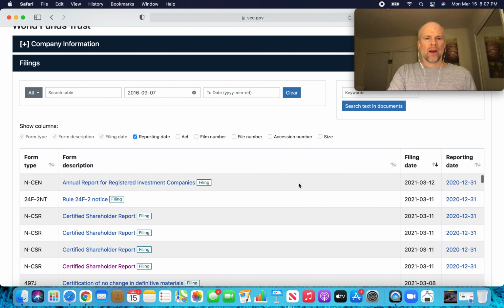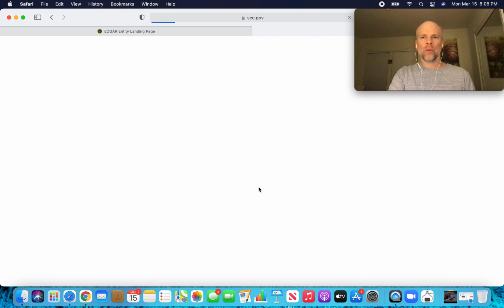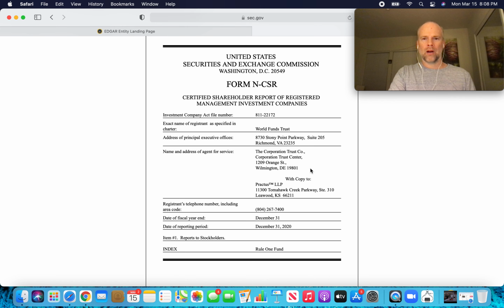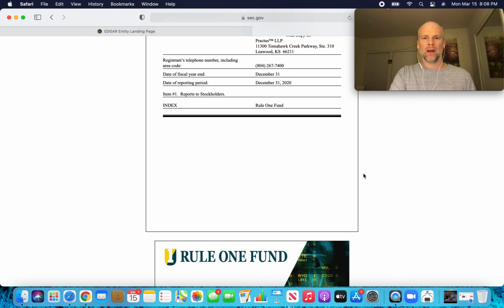We're going to scroll down and we're going to click on kind of this last NCSR file, okay? I only know that because I looked through these. So you're just going to have to open each one and see which ones apply to the Rule 1 Fund. So we're going to open that. And you can see here, down at the bottom, index Rule 1 Fund. Okay, so this is the one we want.